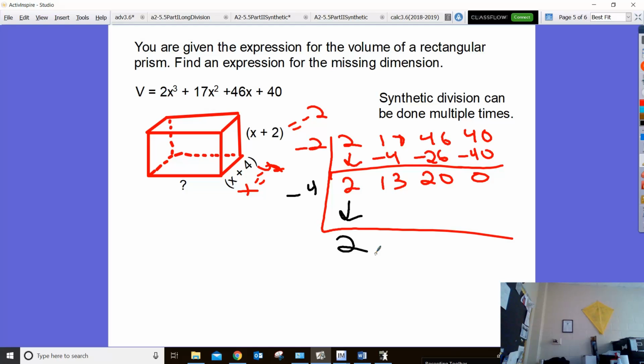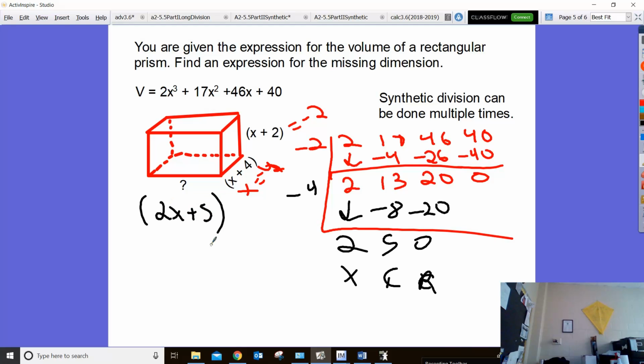We still drop the 2. We still multiply. -4 times 2 is -8. We still add. We get a 5. We still multiply. We get a -20. We still add. We get a 0. We should have gotten a 0, because that was another factor. That's what's left. What is this? This is 2x plus 5. Missing piece was 2x plus 5.